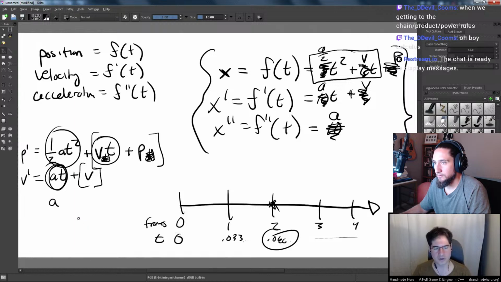Now, we could argue which one of those we'd rather have, whether we want an instantaneous acceleration, which is what would happen if we didn't do it this way. Let me explain this in a little more detail. There are two ways we could have chosen to program this. One is to do this step first and use v prime here.